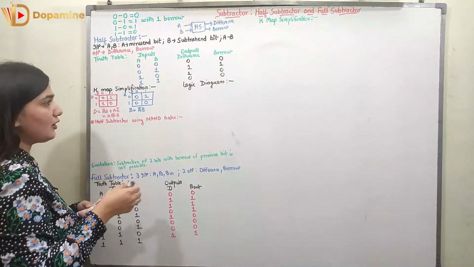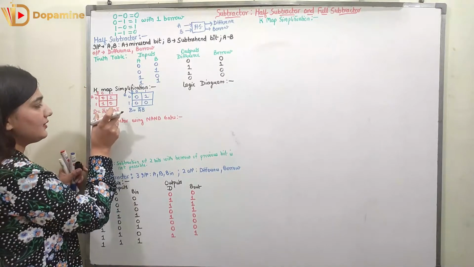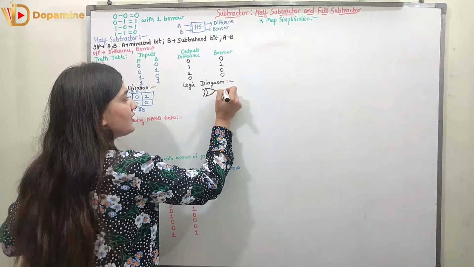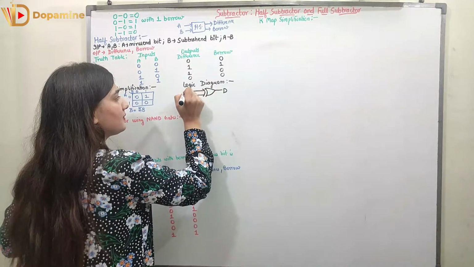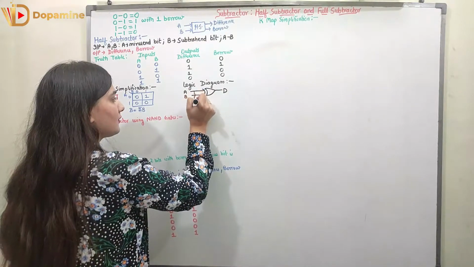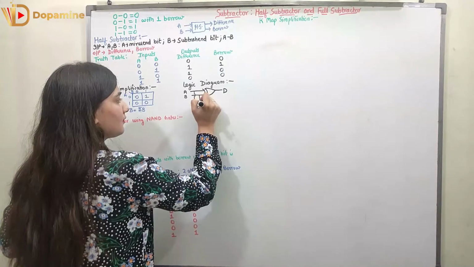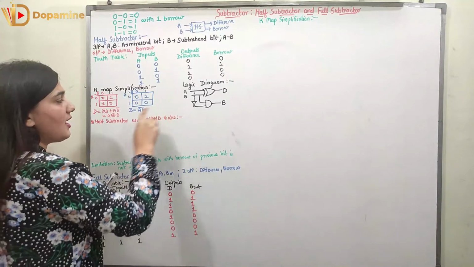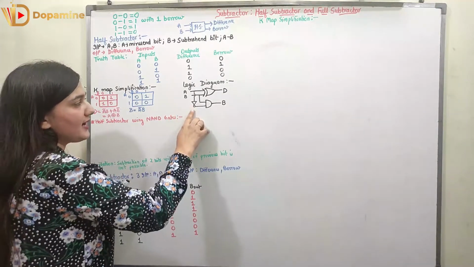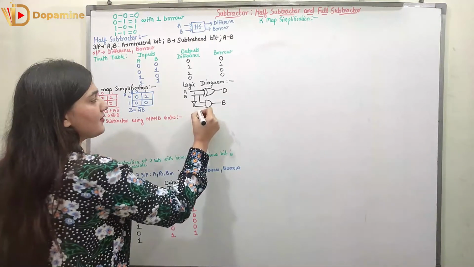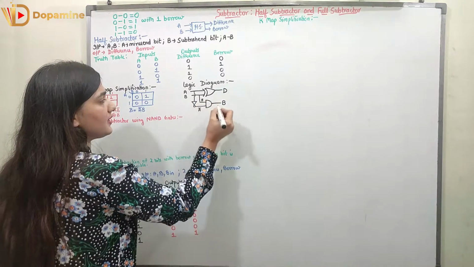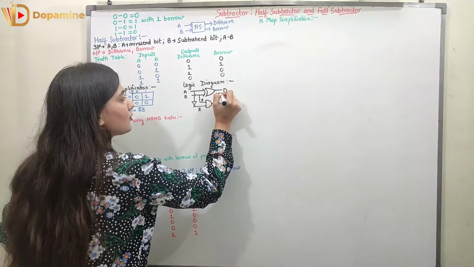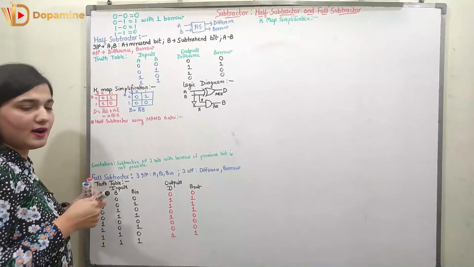So now I can make the logic diagram. So here we have the difference as A XOR B. So I will use an XOR gate for the difference. I have two inputs A and B. For the borrow, again I have two inputs, but the first input is A bar. So for that I have used an inverter over here. Here I will get A bar and here I will get B. So A bar B I will get over here, and here I will get A XOR B. So the difference and borrow are found out, right?